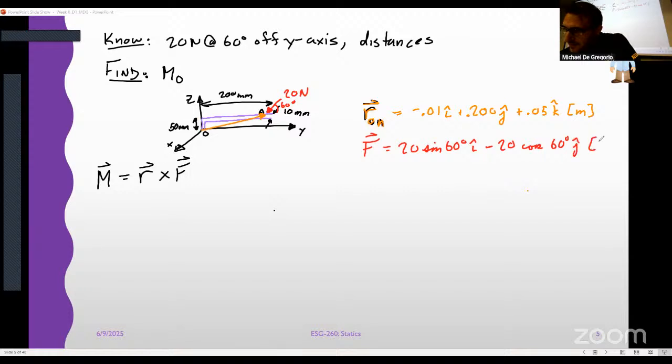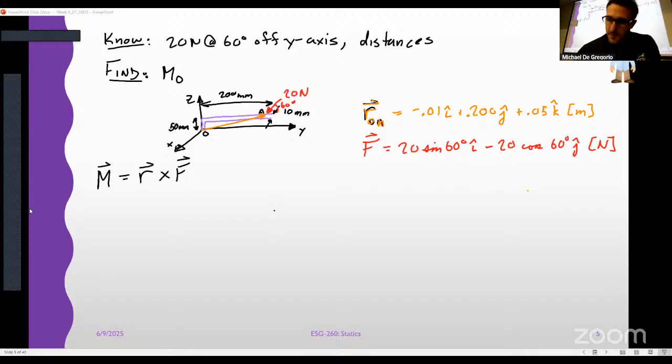There we go, and these will all be in newtons. Perfect. Well, there we have it. So that's our two vectors. Now we just need to do a cross product. It'd also be 0 in the K, which I didn't put on there, but it's implied, since I didn't put anything there. And typically when I don't report something, that is synonymous with it being 0.